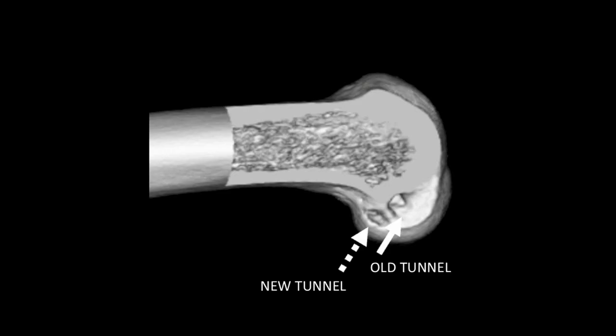Tunnel management plays a crucial part in revision ACL reconstruction, especially because of the already existing tunnel. The most distinctive feature of our technique is that by making the new tunnel in an oval shape, overlap with the old tunnel is avoided while still creating an adequately sized tunnel within the anatomic footprint.